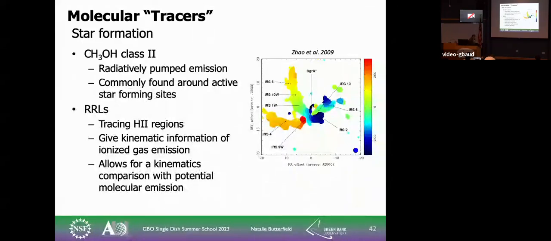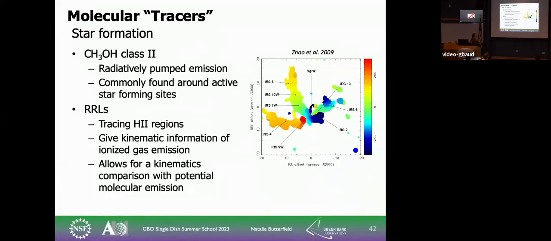All right, star formation as a tracer. The first one that I have listed up there was the methanol class 2. This is thought to be radiatively pumped, so found around star forming regions or high mass star forming regions where you get a lot of photons that are thought to pump these types of states. They're commonly found around active star forming regions. For example, one of the massive star forming regions in the galactic center, Sgr B2, is going to have these types of masers.